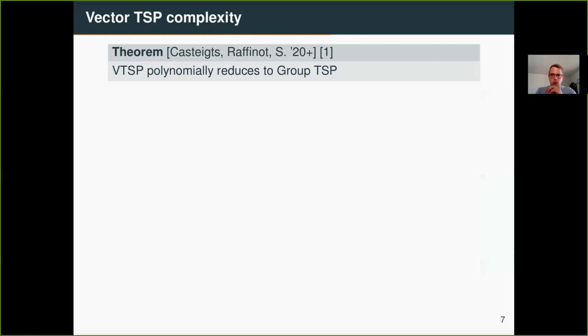So let's go on with some complexity results. Our first complexity result is a reduction from VTSP to group TSP. So group TSP is the following. It's like a TSP, but now you have groups of cities. So not only cities, but groups of cities. And you want to visit each group at least once, not every city, but each group of cities at least once.